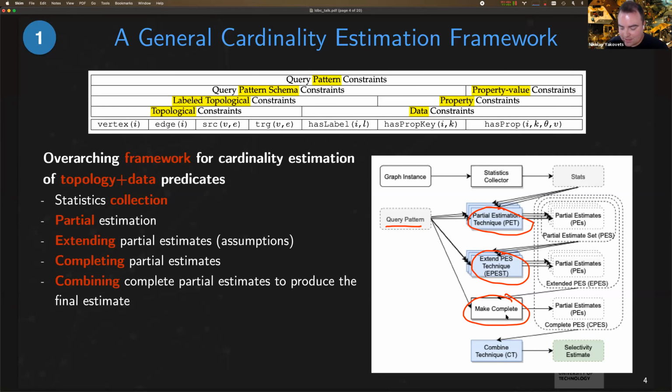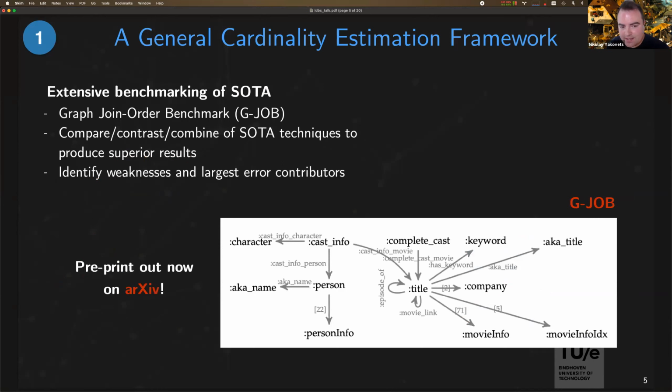The main point we're trying to make is that we are able to compare several cardinality estimation techniques in one system, even combining them. We would like to understand where the error comes from: what kind of assumptions are we getting the error from, where does it all go wrong, and what are the costs associated with different cardinality estimation techniques? We have this on arXiv.